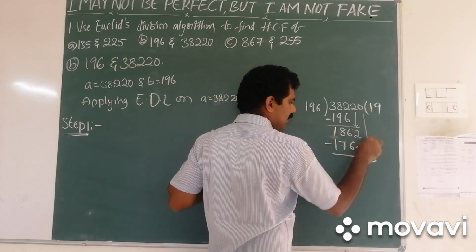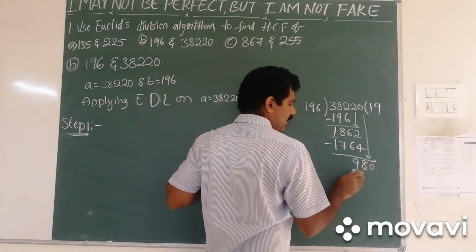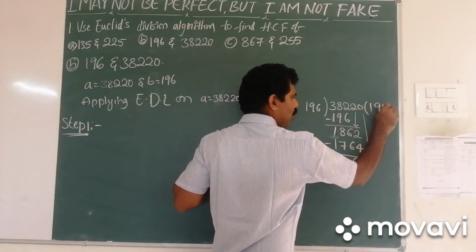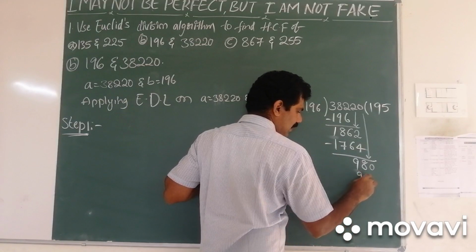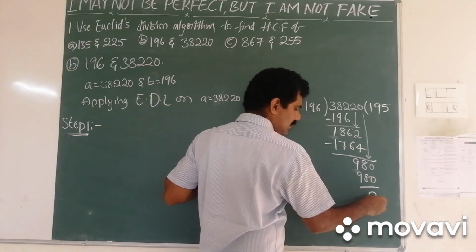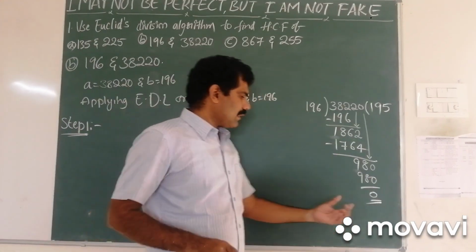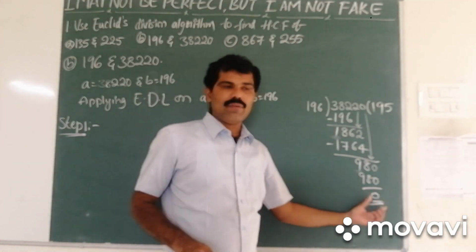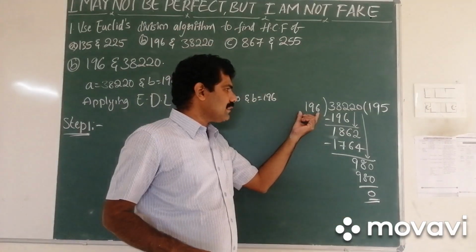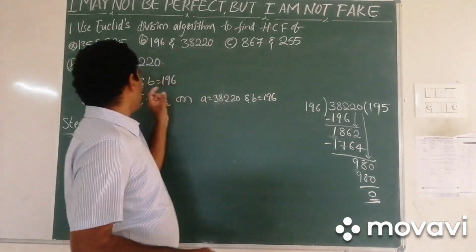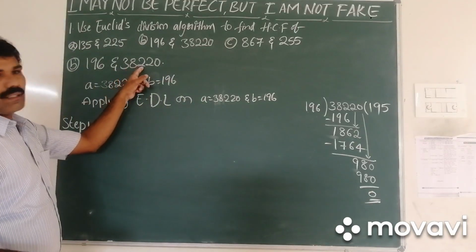Okay, so if I carry down this 0, then 196 fives, you will be getting 980, and the remainder is 0. So here directly we got the remainder 0 in the first step itself. So we can consider 196 as the HCF of 196 and 38220.